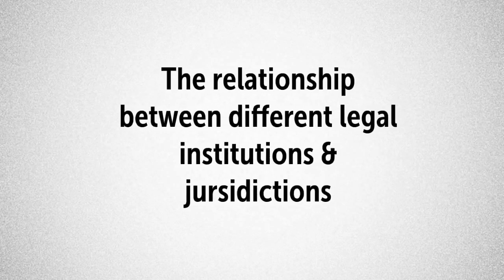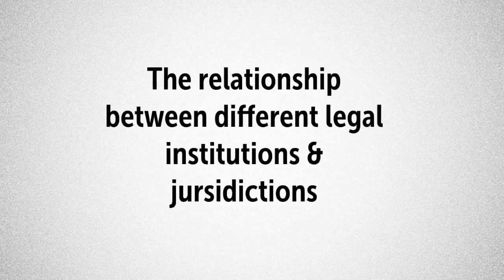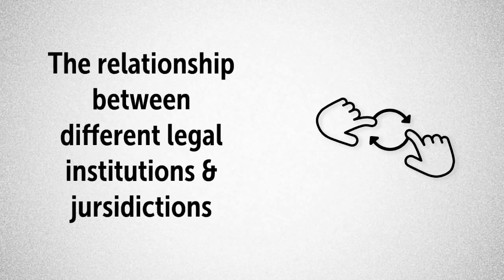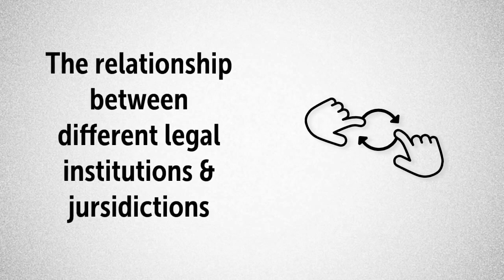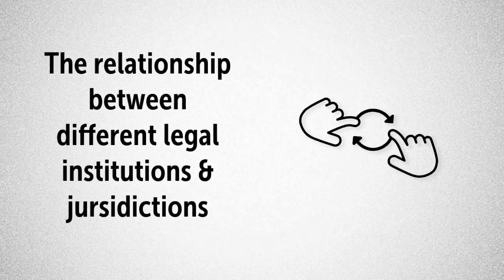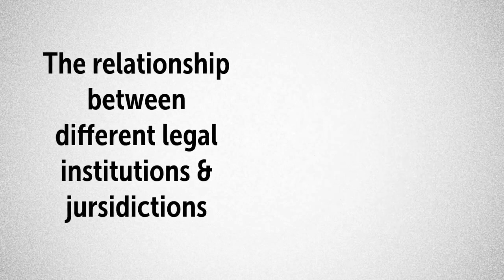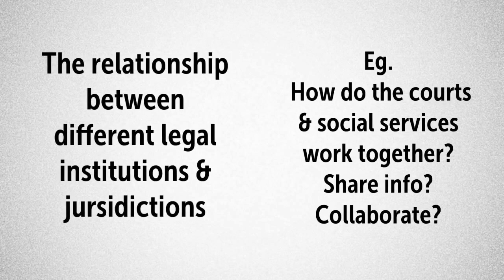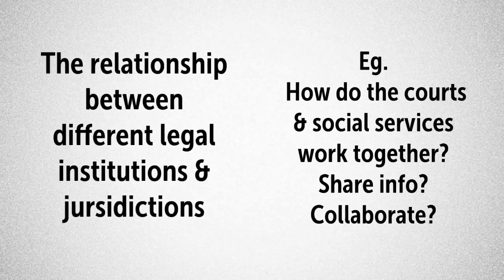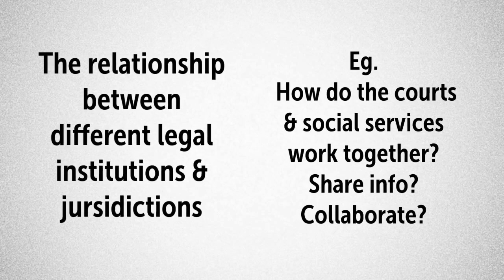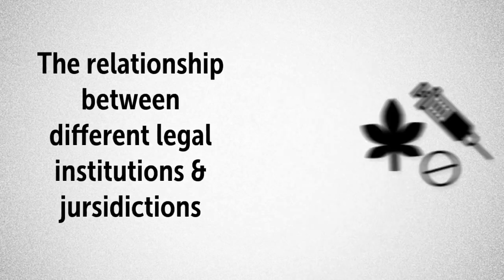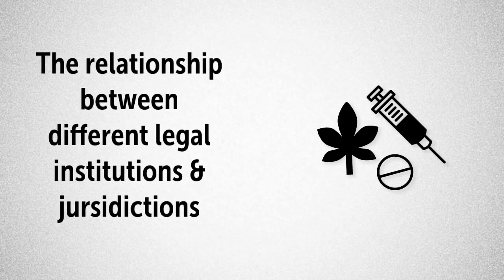Next, we have the relationship between different legal institutions and jurisdictions. As the legal system is quite complicated and is made up of a whole bunch of different legal institutions and jurisdictions, how well do they relate to each other? For example, do the courts and social services work together very much? Do they form plans about different people that are in vulnerable situations? Do they collaborate? For example, the children of drug addicts.